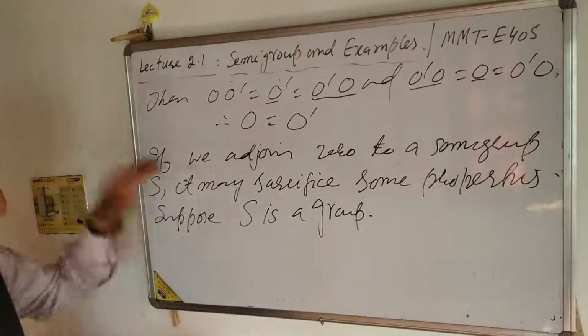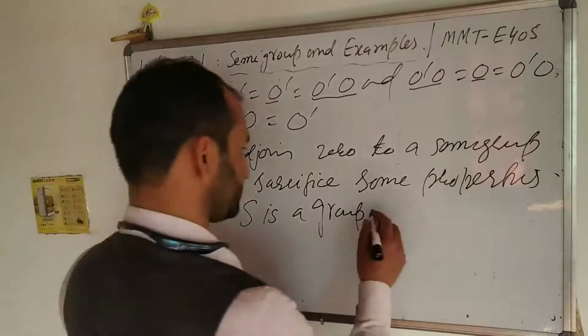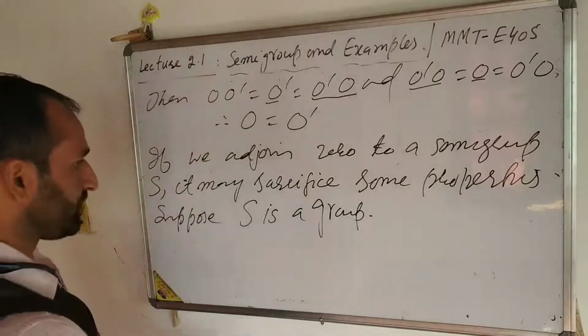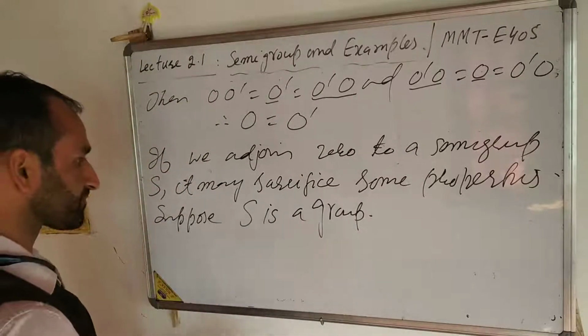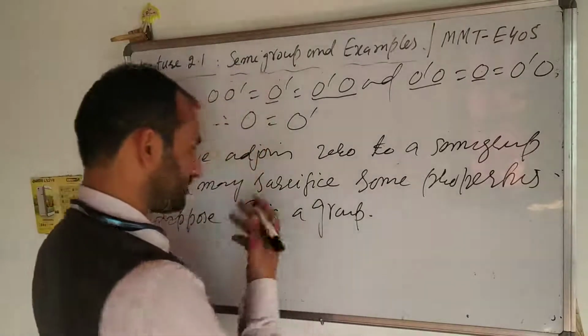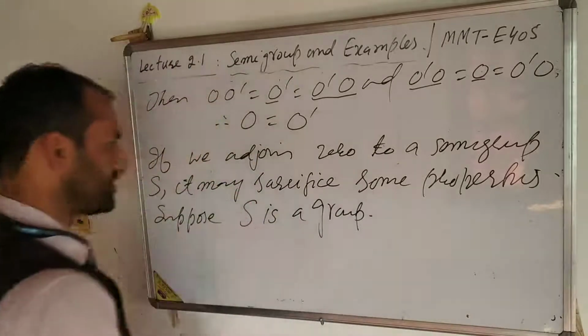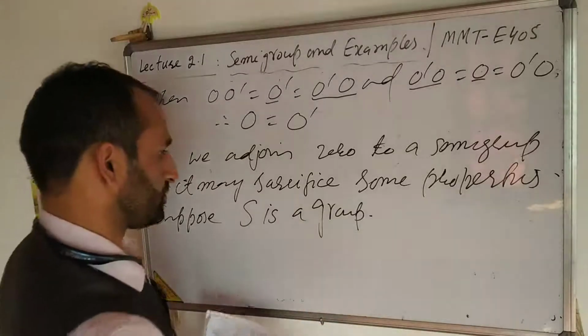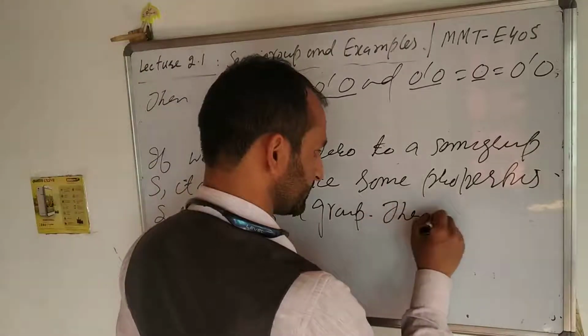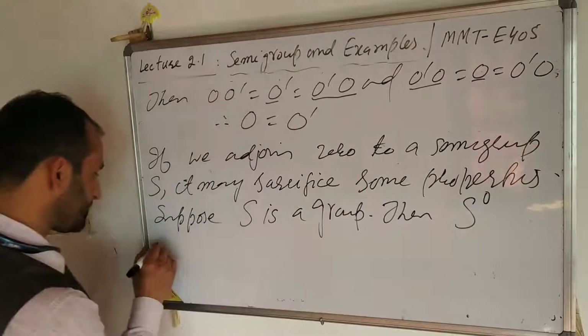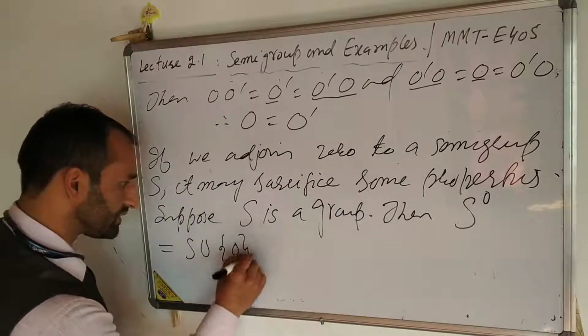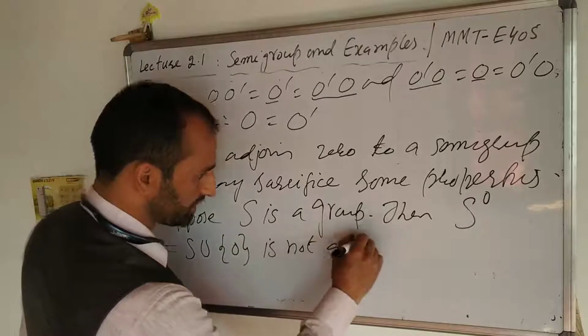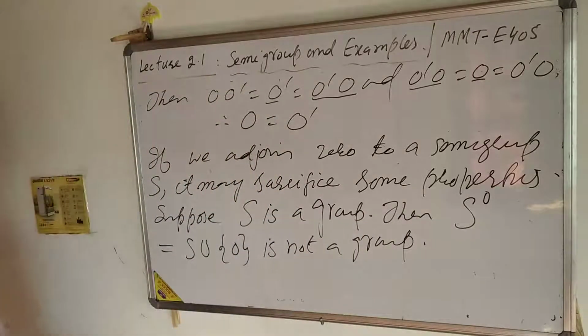So now let me prove that. Suppose S is a group, and let's adjoin 0 to S. Obviously, you can say it has at least 2 elements. So it's a group. Then S^0, which is equal to S union 0, is not a group. It cannot be a group. Why is it not a group?